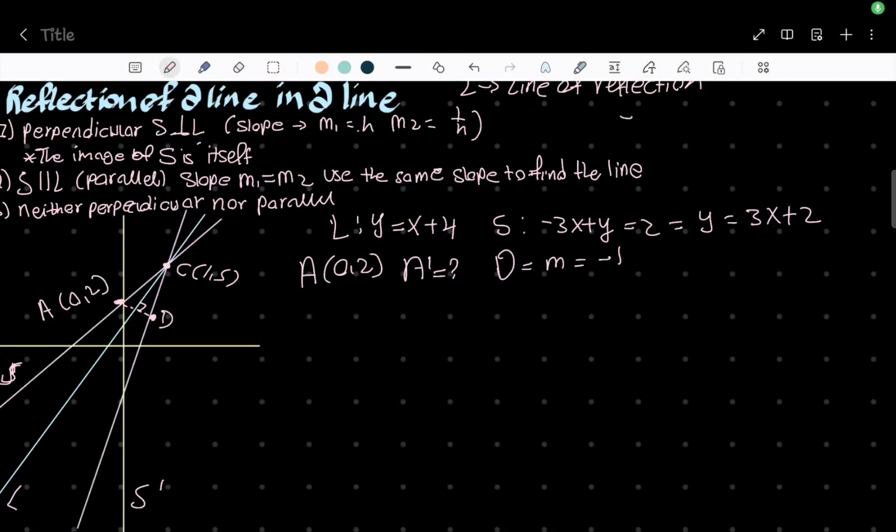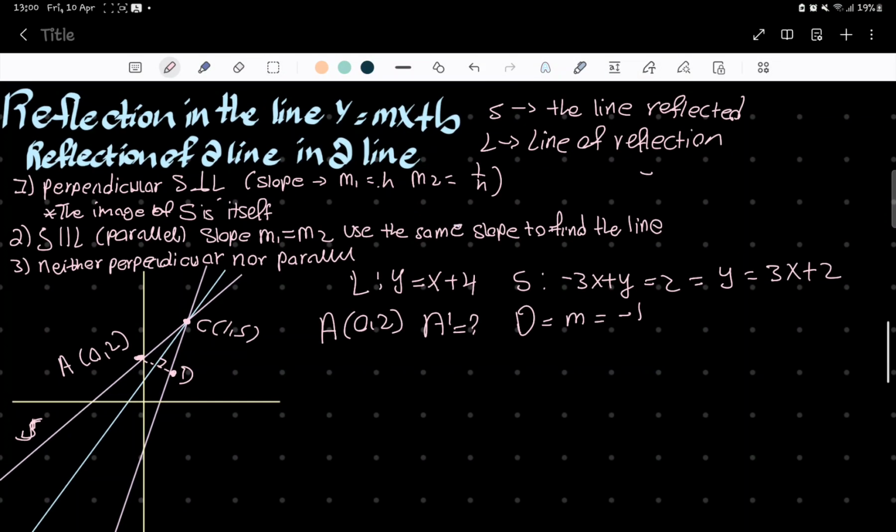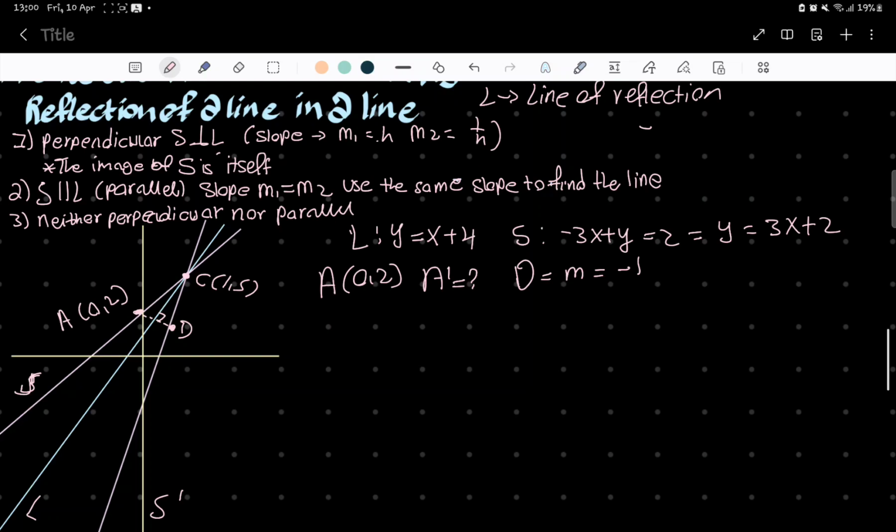This is part 2 of my previous video, which was reflection and the line y equals mx plus b, reflection of a line. So please watch that video first before moving on to this. Next, we're going to find the equation of line D.